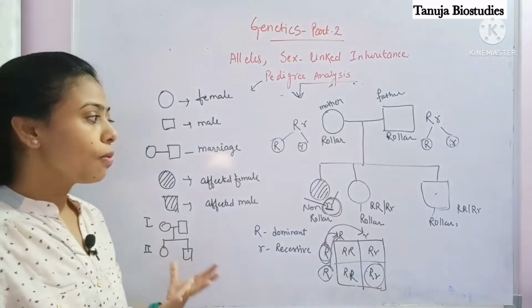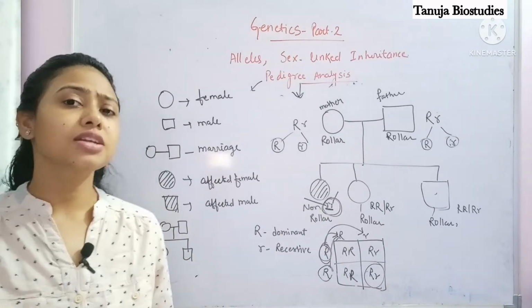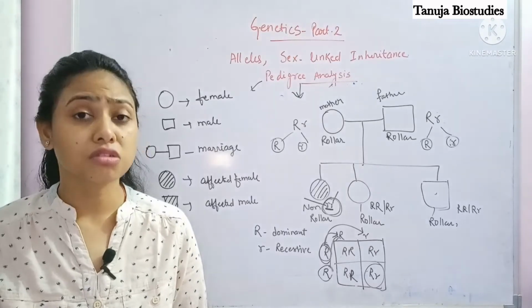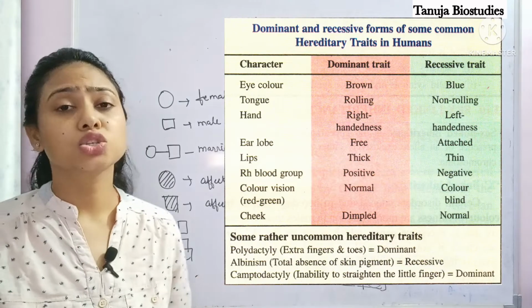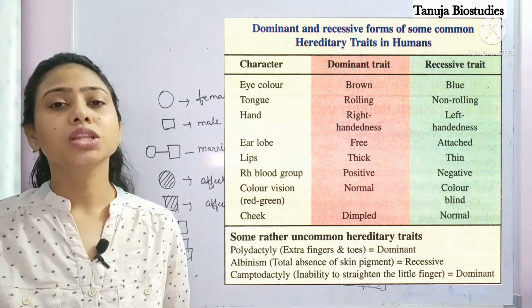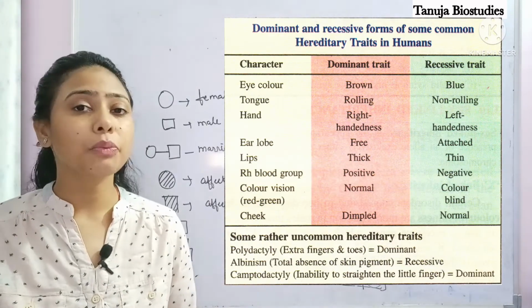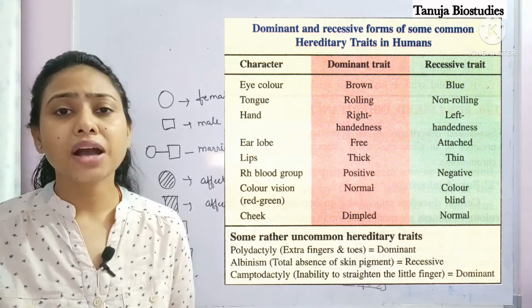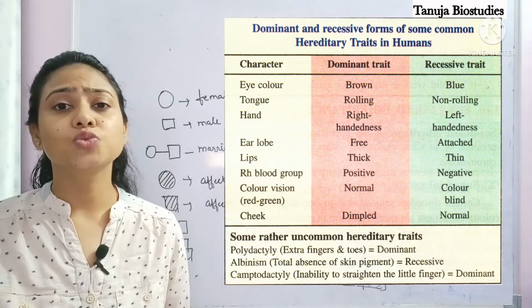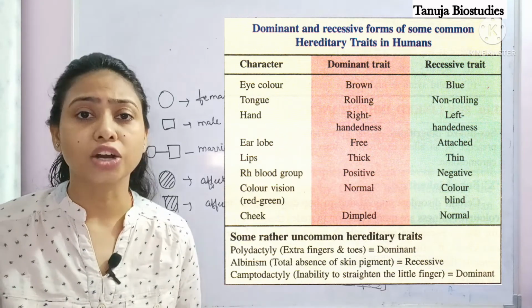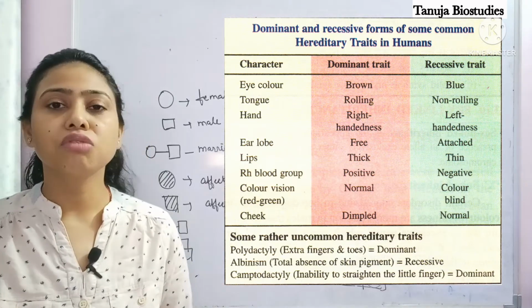Clear? There are so many other trait examples also given in your textbook in tabular form. I am sharing here also. You should go through all these traits, because in the exam any one trait can be asked, or you can be asked to write down 2-3 examples of any trait which we can study through the pedigree chart or pedigree analysis. So you should know about it.